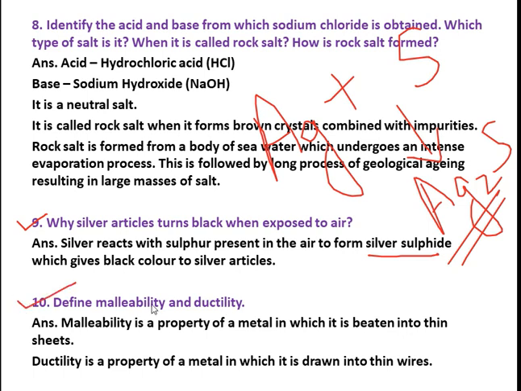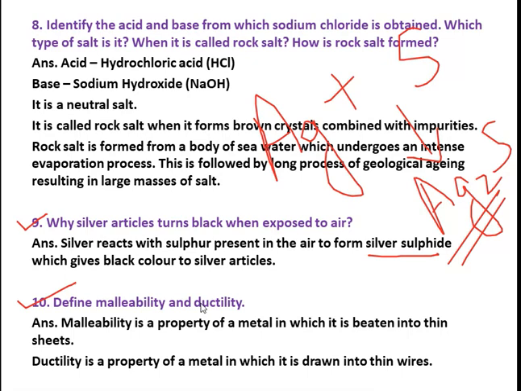Now the last question: define malleability and ductility. Malleability and ductility are very important physical properties of metals. What is malleability? It is a property of a metal in which it is beaten into thin sheets. Many metals like gold, silver, aluminum, from a small piece of metal we can get a sheet of metal. If we beat them with a hammer, they will change into thin sheets. That is called malleability.